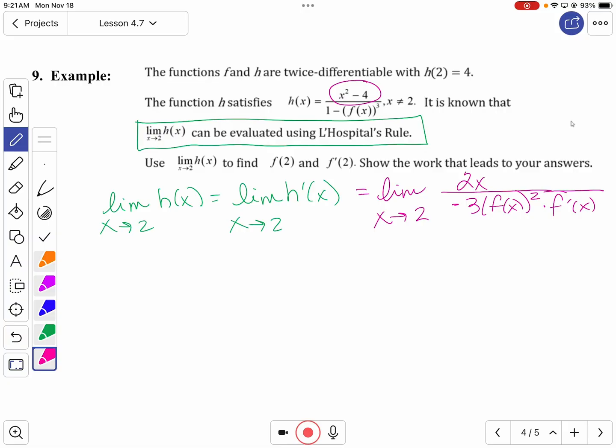So let's plug in what we know and see what happens from there. If I evaluate, that's going to give me 2 times 2 over negative 3 times f at 2 squared times f prime at 2.